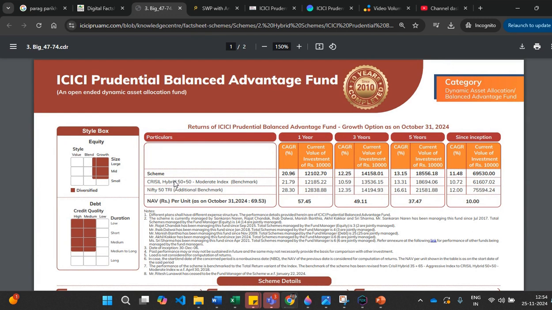So the fact sheet is a very important place where you can check how exactly your mutual fund is performing.